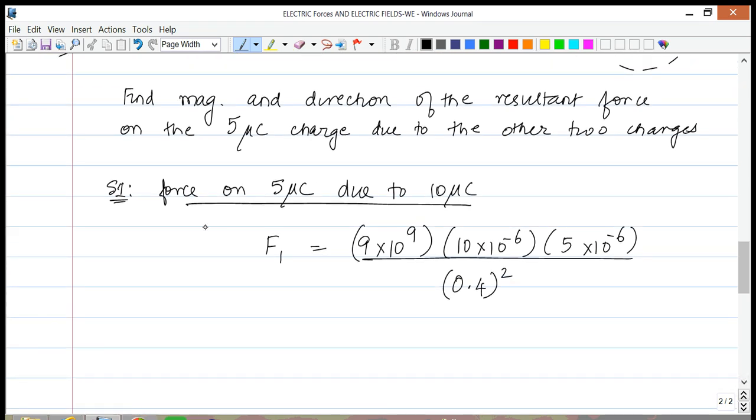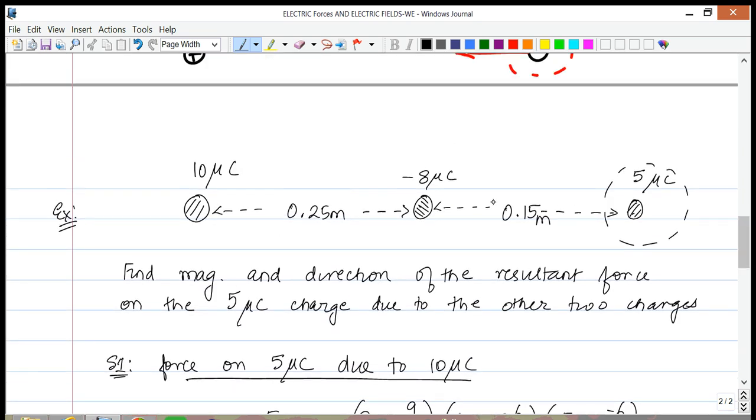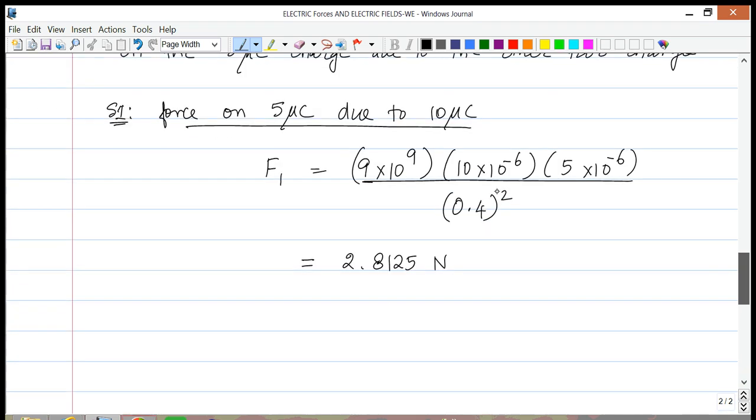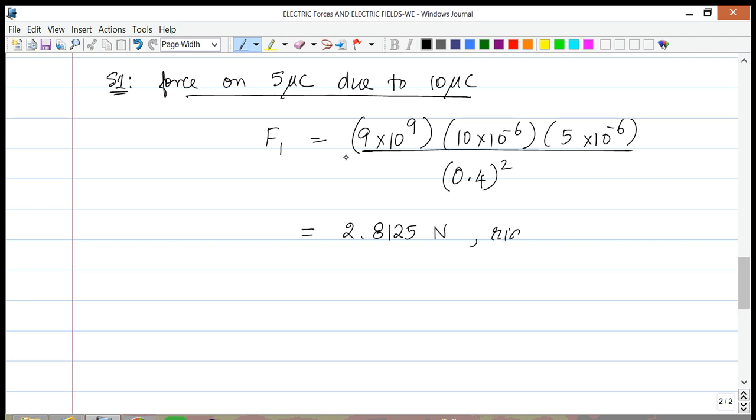Great, we have our magnitude here, so let's calculate. This value happens to be 2.8125 newtons, and let us also figure out the direction. The 10 and the 5 are both positive, so they will repel each other. The 5 will be pushed by the 10, and so the direction of that force is going to be to the right. So we know that F1 is to the right.